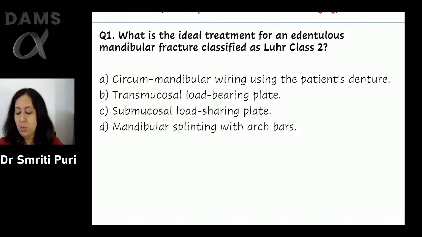with question number 1. What is the ideal treatment for an edentulous mandibular fracture classified as Lure class 2? Your options are A. Circummandibular wiring using the patient's denture, B. Transmucosal load-bearing plate, C. Submucosal load-sharing plate, and D. Mandibular splinting with arch bars. So what would be the answer over here?